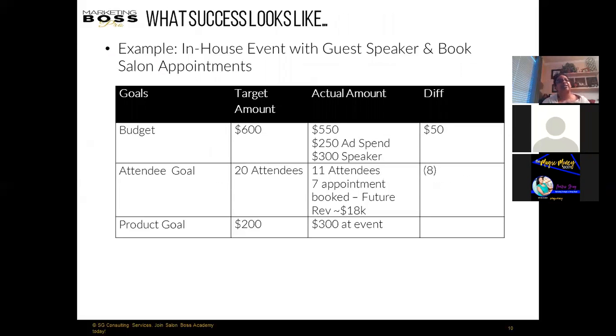And let me just give you an example of what success looks like. So I had a client, and we sat down, and she wanted to have a guest speaker. And she was actually a long-term client. And so we talked about her marketing events over the next 6 months. And one of these events that she wanted to have was to have a guest speaker in her salon. And she wanted to attract new clients to her business and book appointments through that.